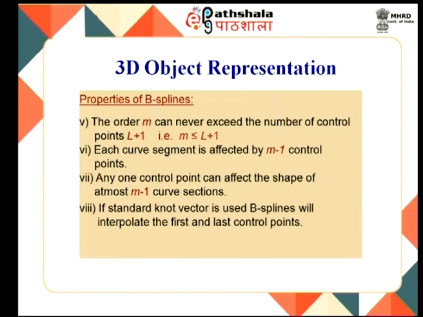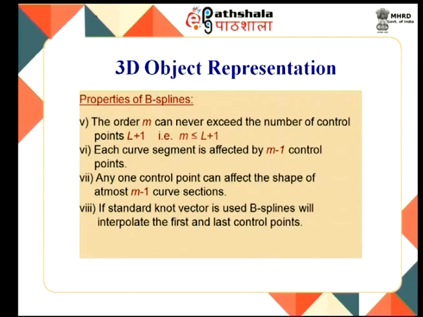One important observation: the order should never be more than the number of control points. It can be just equal, but it is always equal to or less than the number of control points. L plus 1 are the control points. The order should never exceed the number of control points. If the number of control points is 8, the order can be 6 or 7 or whatever, but it can never exceed the number 8.